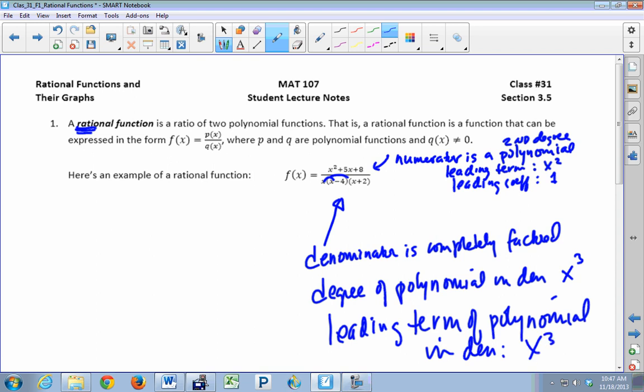Okay, so your project asks you about the leading term. The leading term is the whole thing, not just the coefficient, the whole thing. So the leading term here is x squared, and the leading term here, if you multiply this all out, in fact, how would you multiply this out, Austin? How would you go about multiplying that out?